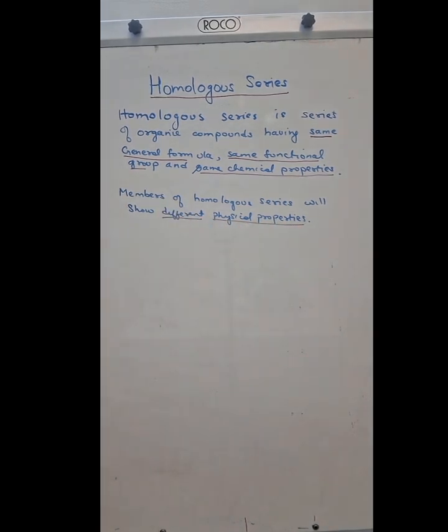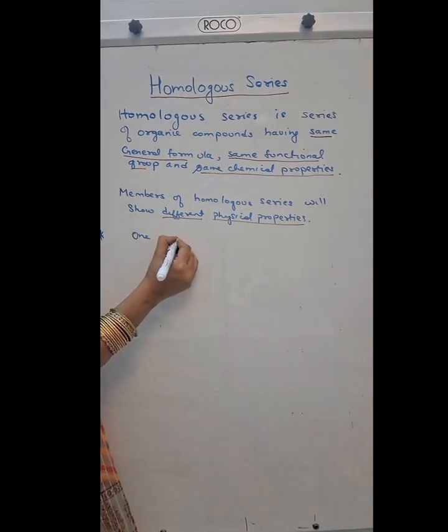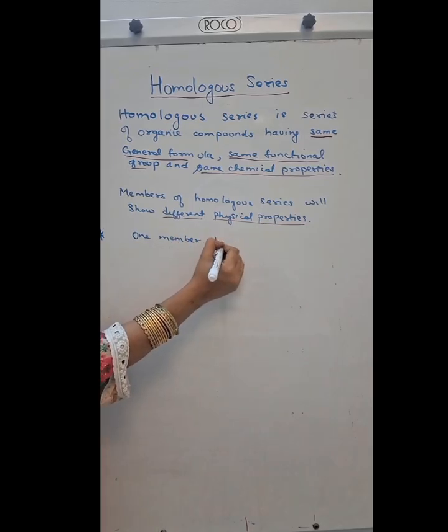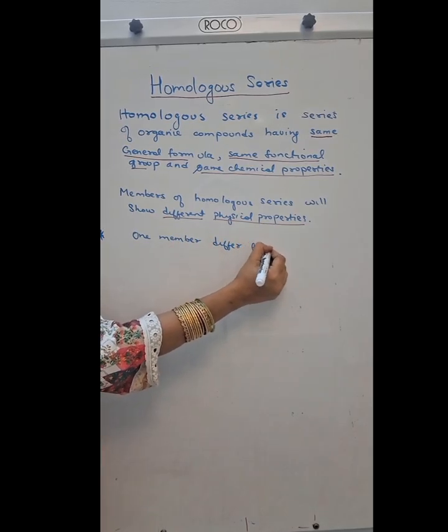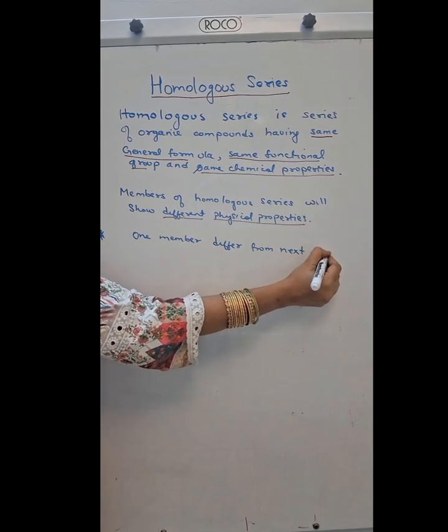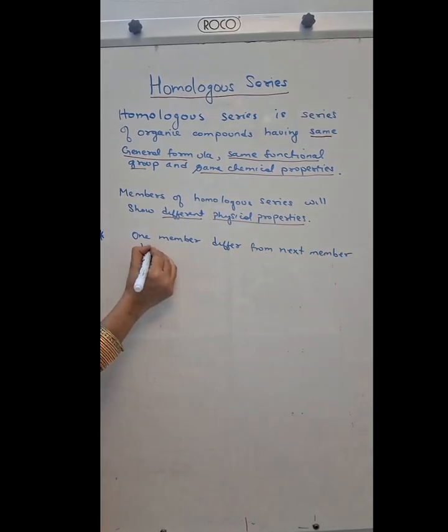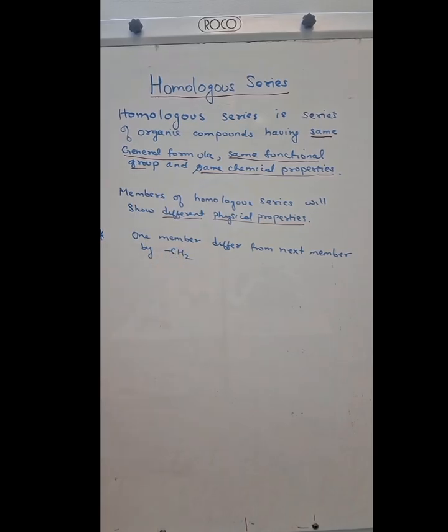Is there any other difference? Yes. One member differs from the next member by CH2. What does it mean? The number of carbon and hydrogen in the next member will be one more carbon and two more hydrogen. This point we will understand once I show you the example of a homologous series.